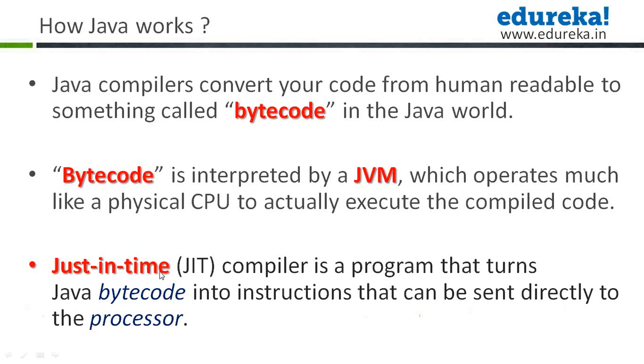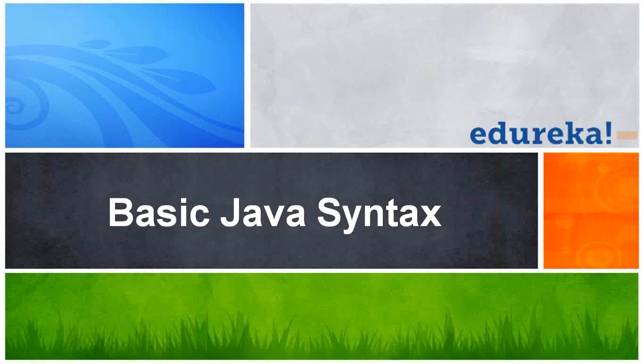Now there is a just-in-time compiler present in the JVM, which is a program that turns Java bytecode into instructions that can be sent directly to the processor. Okay, so this is the overview of how Java actually works. We have already gone through it in the previous slide. So let's move on, and now we come to the practical part, that is the basic Java syntax.